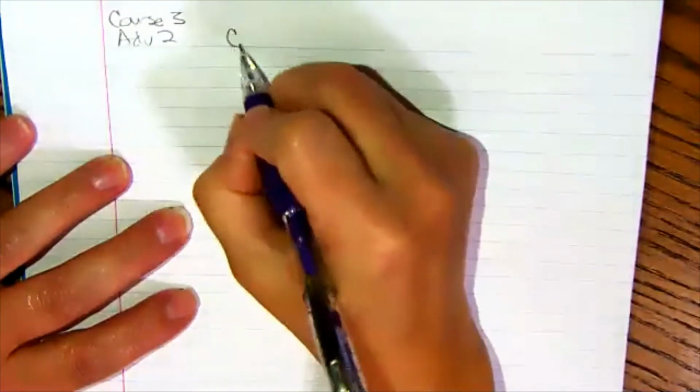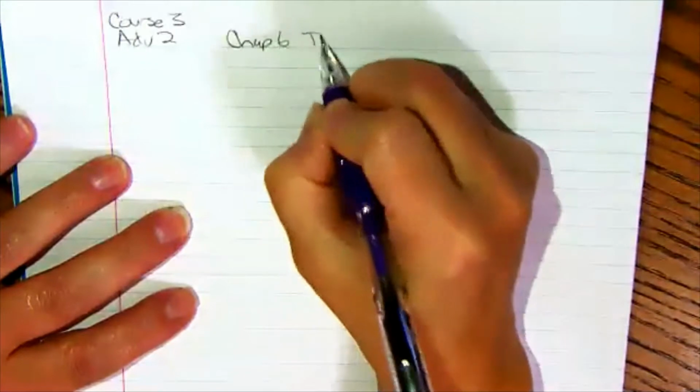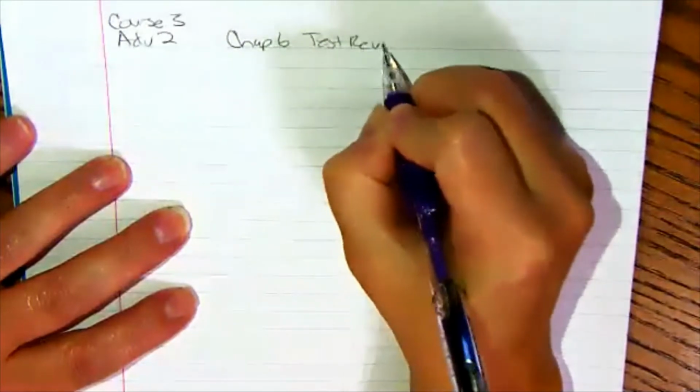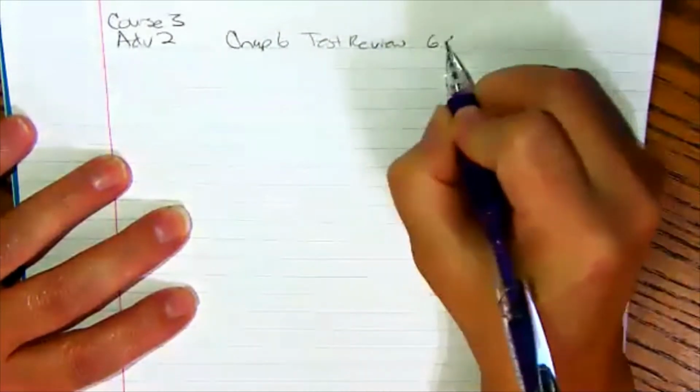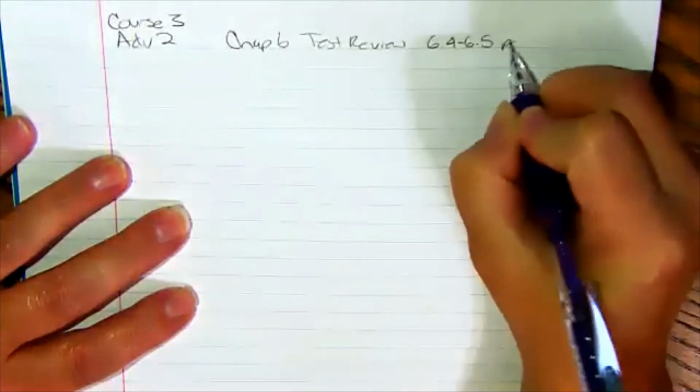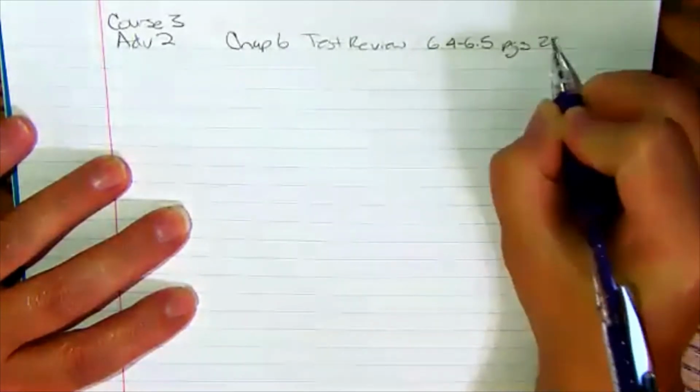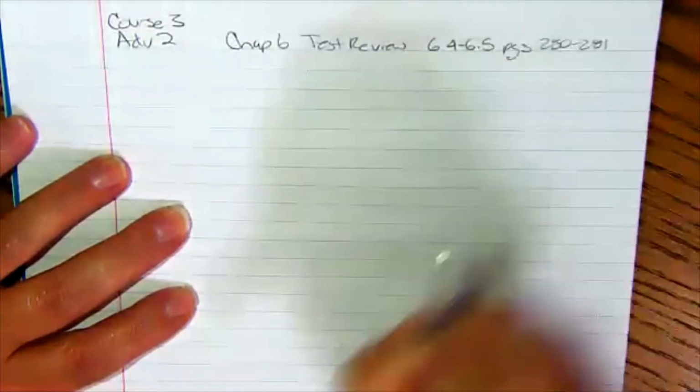Okay, if you are in Math 7, we are working from the Advanced 2 textbook. If you are in Math 8, we are working from the Course 3 textbook. We are doing Chapter 6 test review, 6.4 to 6.5, and it can be found on pages 280 and 281.